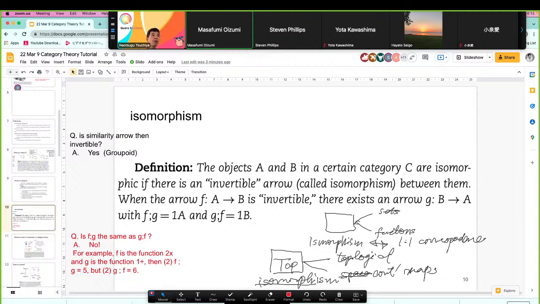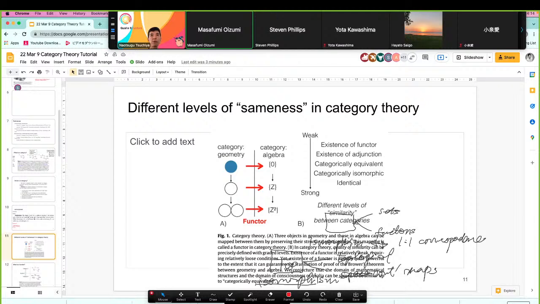Maybe Hayato, is this example a kind of isomorphism or not? No, it's not an isomorphism, because it's already collapsing many things. Yeah, there are many topological spaces corresponding to zero, for example.